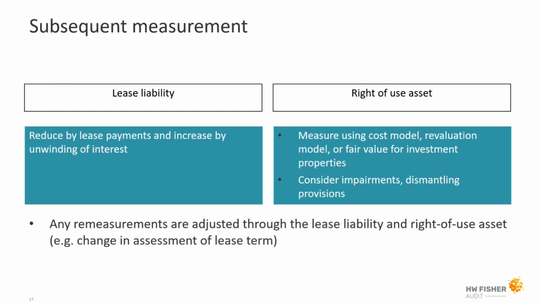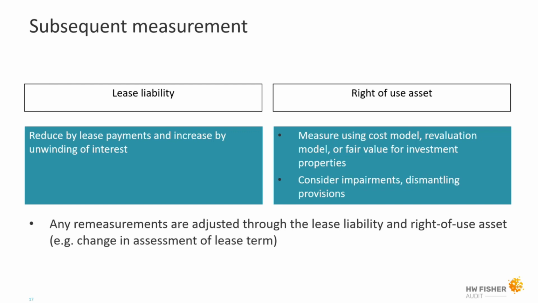The right of use asset, there are options of what model. If you're using the cost model, the expectation is you will depreciate that asset over a straight line period, but you do have to consider impairments, and changes to the dilapidations, dismantling provision, should there be a movement in there.